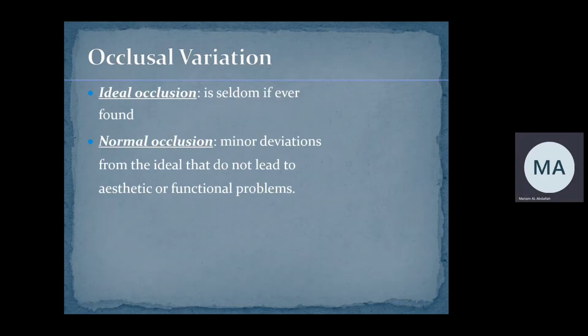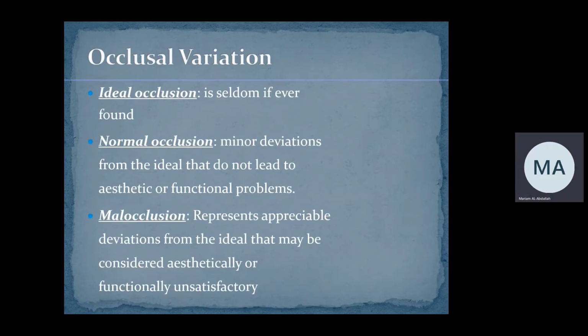Occlusion could be classified into ideal occlusion, which is a little bit of a rare finding, normal occlusion or malocclusion. Both ideal occlusion and normal occlusion together account for about 35% of the population, where the rest, 65%, will have a certain type of malocclusion.